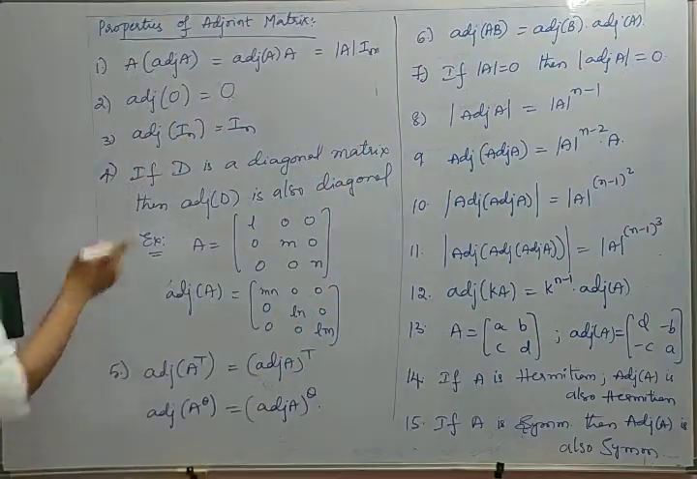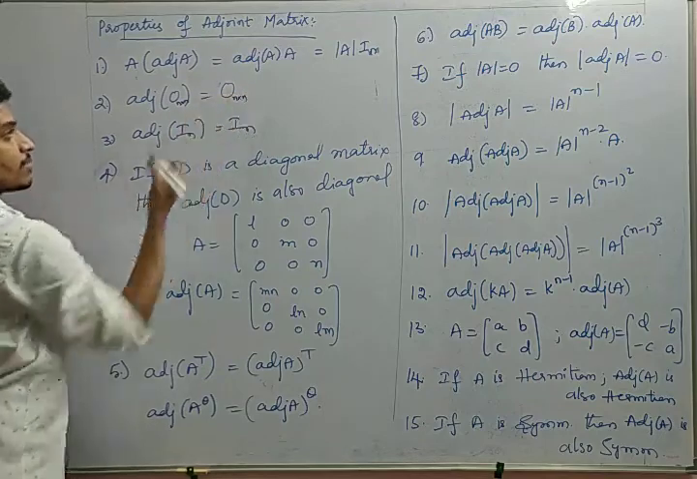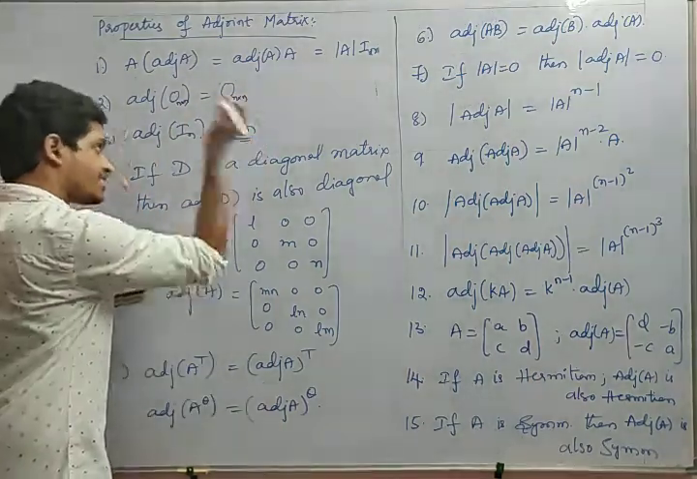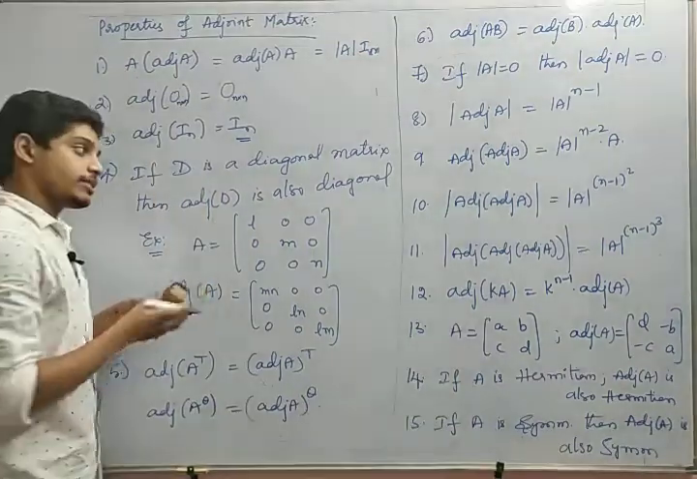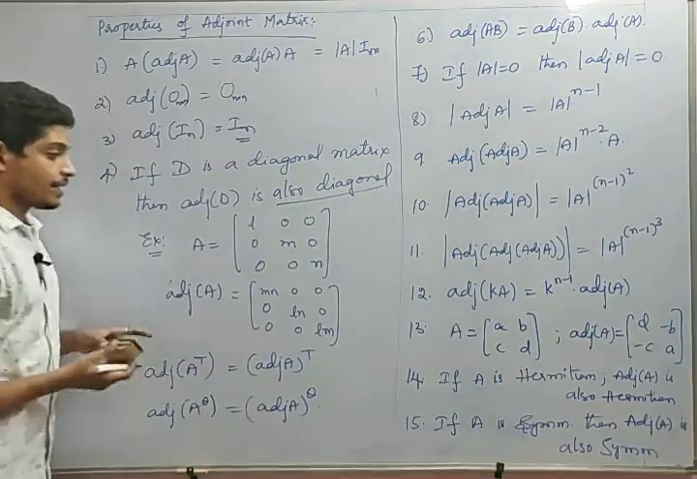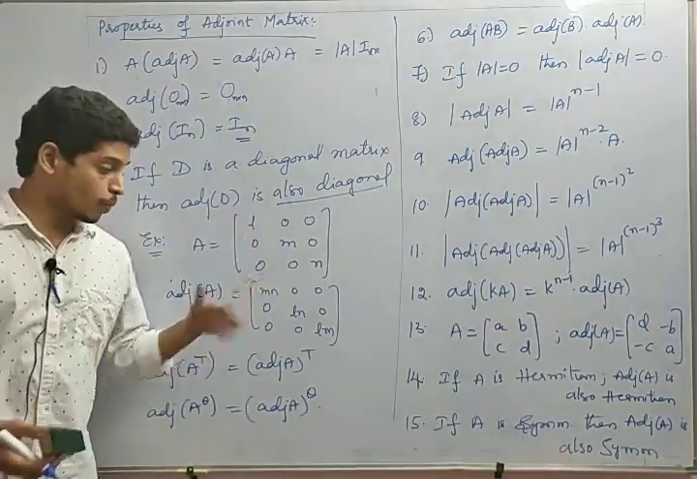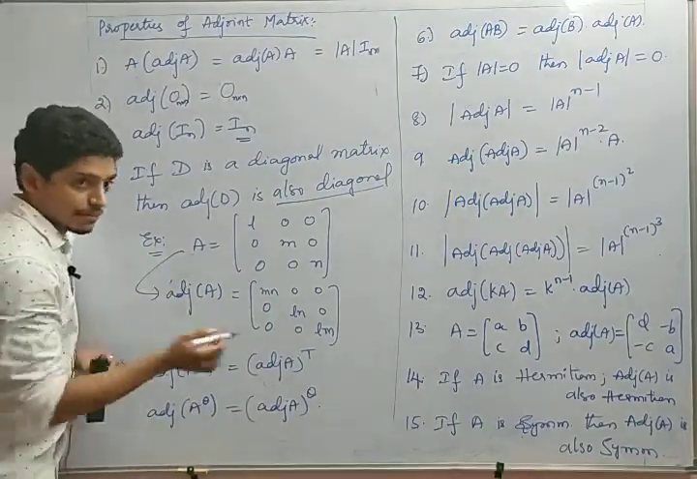Now the adjoint of a null matrix of order n is nothing but the null matrix itself. Next, the adjoint of an identity matrix is the identity matrix itself. If D is a diagonal matrix, the adjoint of the diagonal matrix is also diagonal. And suppose A equals diagonal L, M, N. What is the answer that we are going to get when we apply adjoint? Listen carefully, this is a shortcut.